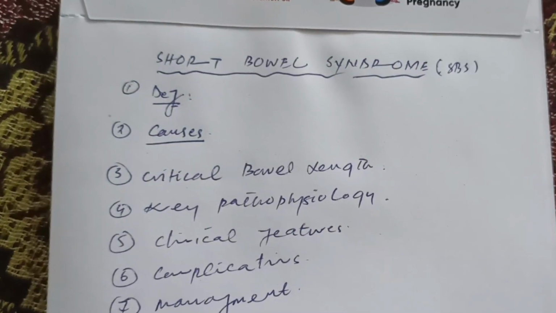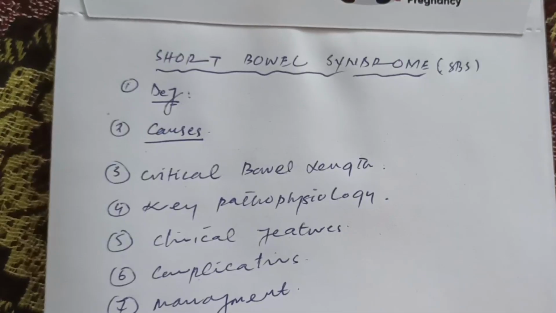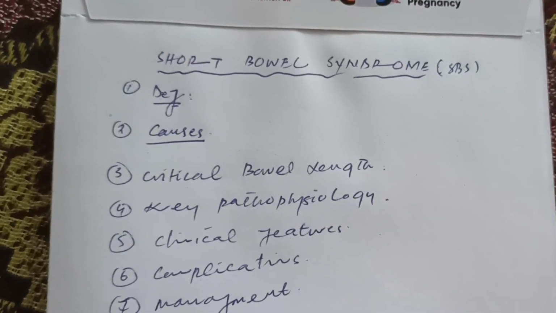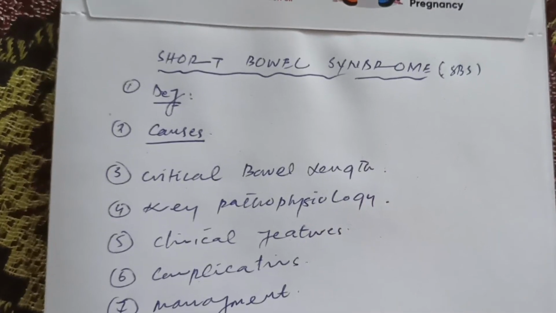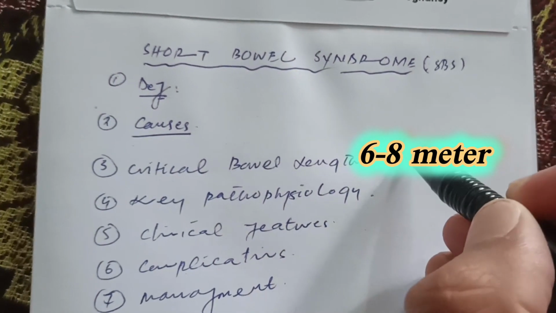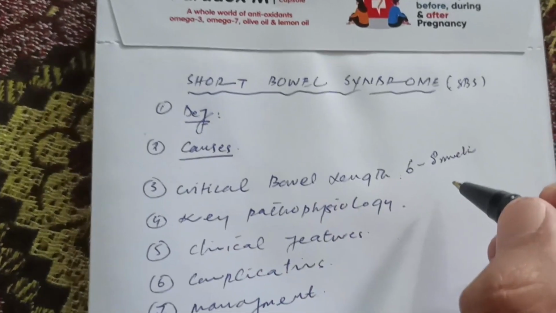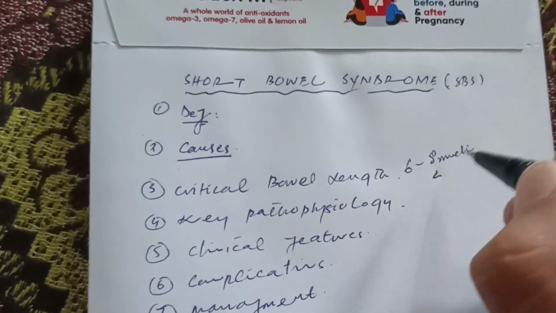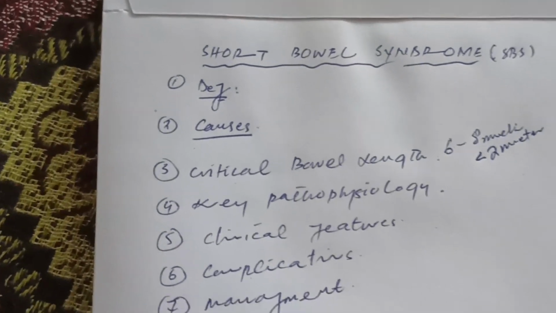Now the question arises: what is the critical length that is required for normal absorptive function of the small intestine? The normal length of the small intestine is about 6 to 8 meters. We will call it short bowel syndrome when the length of the small bowel is below 2 meters.